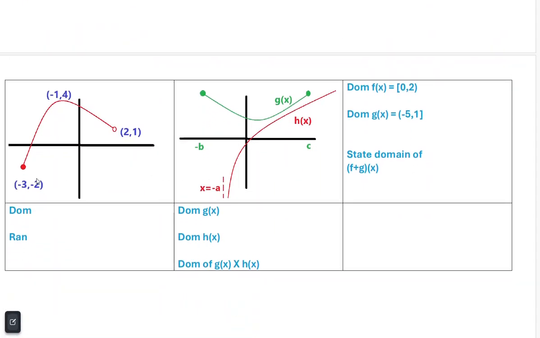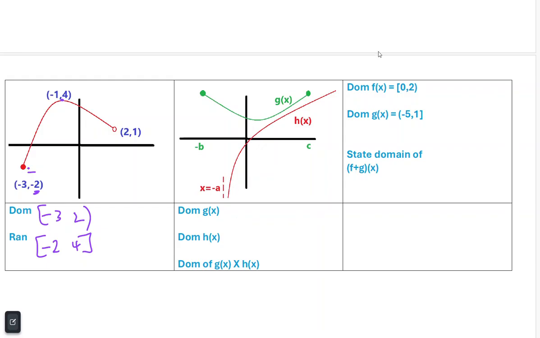So I've got a graph here where my domain certainly goes from negative 3 inclusive all the way across to 2 not inclusive, and my range is a lowest point of negative 2, so the y value of negative 2, and that's inclusive, all the way up to 4, and that's inclusive. Don't care about this endpoint because it's a higher range value of 4.